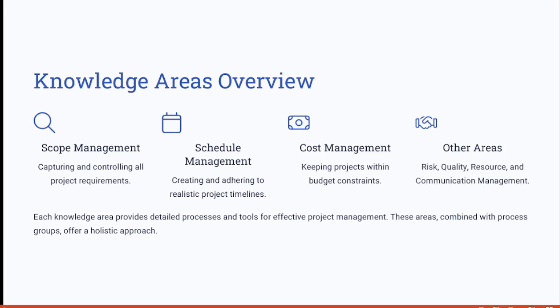Let's have now an overview about the 10 knowledge areas. The 10 knowledge areas complement the process groups, providing specialized expertise in critical domains. For instance, scope management, where it ensures that all of the project requirements are captured and controlled, and how to avoid scope creep.